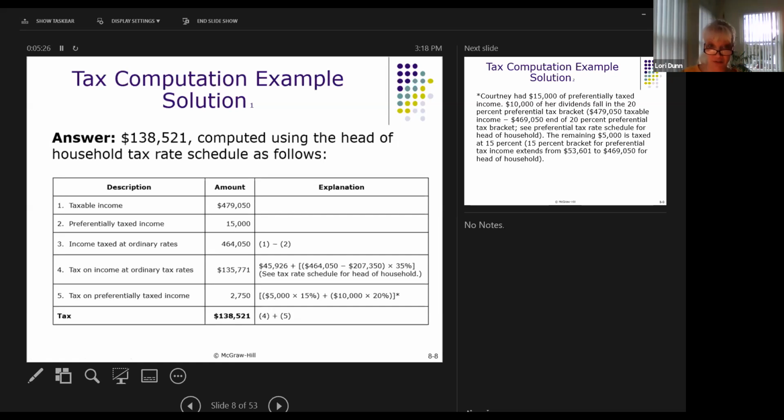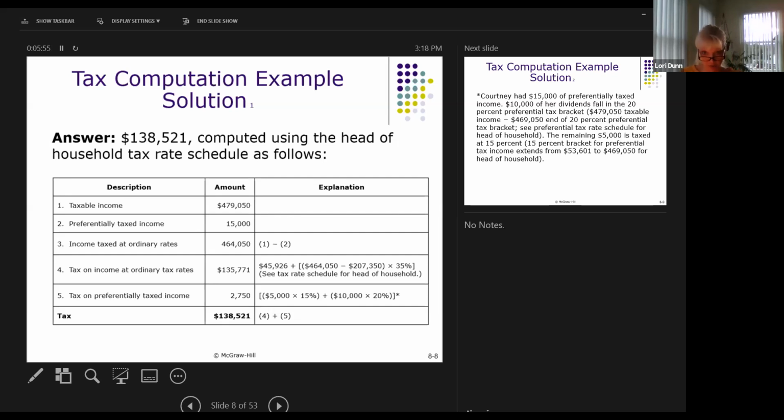Now, let's figure out the tax on the $15,000. If we go over to page 710, head of household column. If your taxable income is between 0 and $53,600, your preferential tax rate is 0. If it's between $53,601 and $469,050, which she's very close to, 15%.